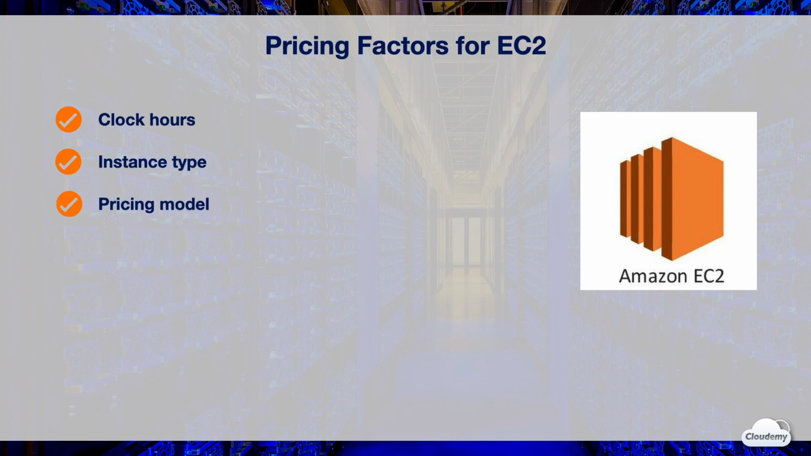With on-demand instances, you pay for compute capacity by hours without minimum commitment. You can reserve instances if you want to receive a significant discount. Reserved instances give you the option to pay all upfront, partial upfront, or no upfront payment at all. The more you pay upfront, the greater discount you get. With spot instances, you can leverage unused EC2 capacity for steep discounts.